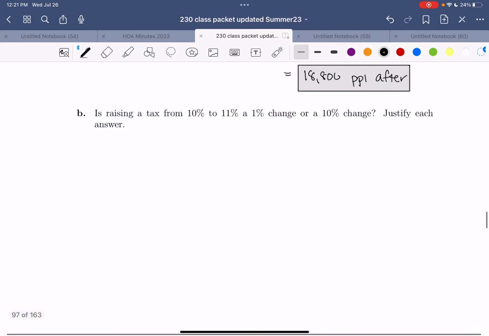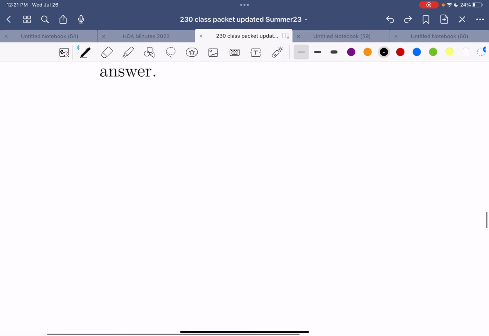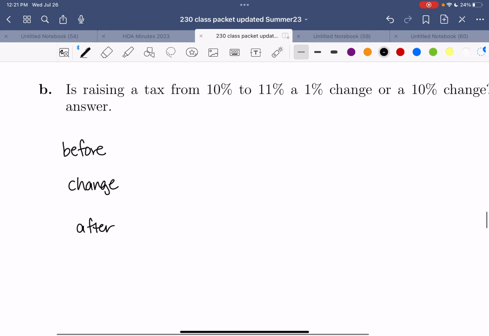All right, 3B. Is raising a tax from 10% to 11% a 1% change or a 10% change? Justify each answer. So the answer here is both, okay? So if we think about putting this into a chart, let's label this as before, a change, and an after. And the thing here that gets a little bit awkward is how you label the percents, and these also have percents, right? So we are going to focus in on these two.